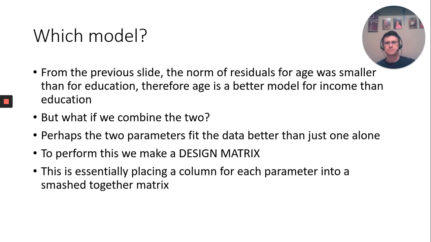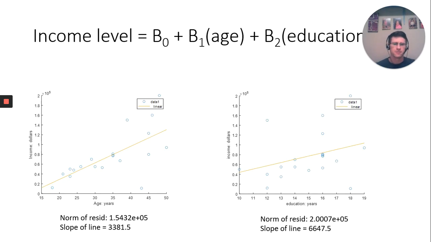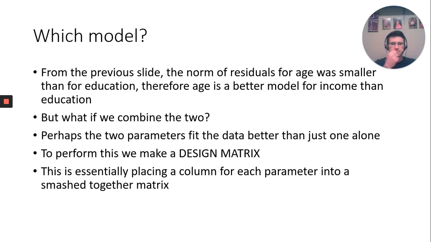So on the previous slide, the norm of residuals was smaller for education. So going back, you see the norm of residuals that MATLAB uses. And again, we're looking for a smaller number, so 1.5 versus 2. Okay, it's smaller. So we could argue that age is a better model for income than education.